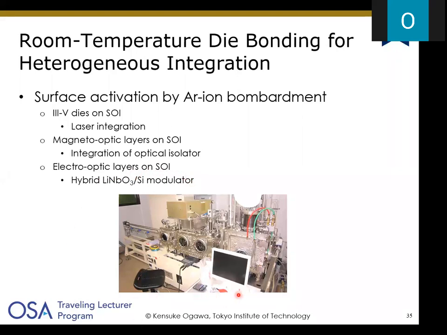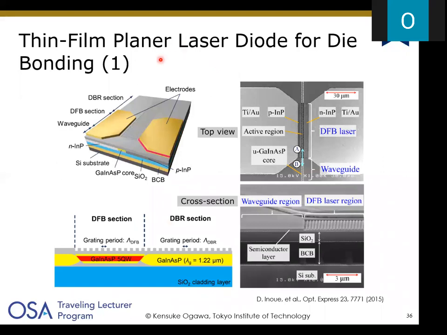So this equipment gives you integrated photonic chips by die bonding. Laser integration, a III-V laser diode on a silicon chip by die bonding, is shown in this view graph as an example.